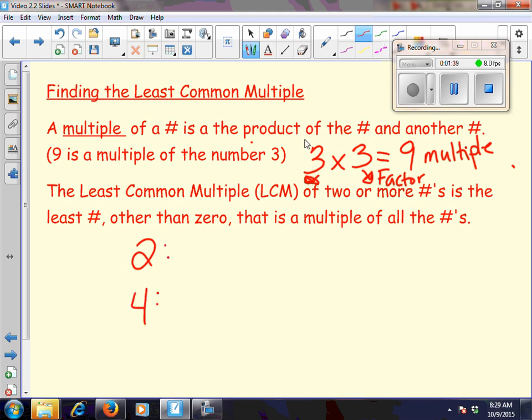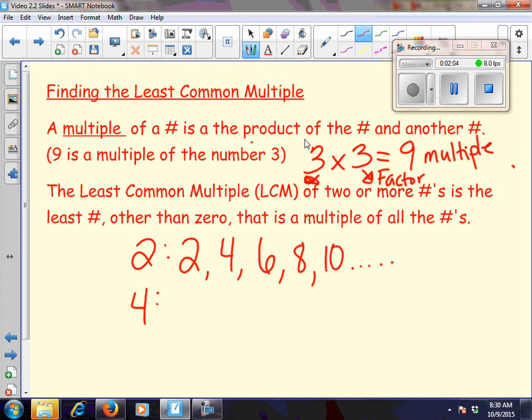And when I think of finding multiples, I think I'm just going to continually be multiplying. So when I'm starting at 2, I say 2 times 1 is 2. That's the first multiple. 2 times 2 is 4. That's the second multiple. And as you can see, we're just counting by 2. So 2, 4, 6, 8, 10, and so on.